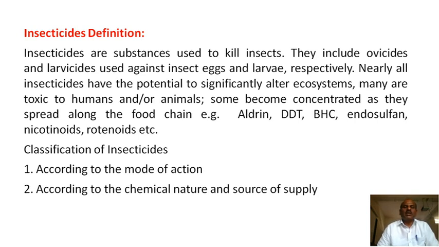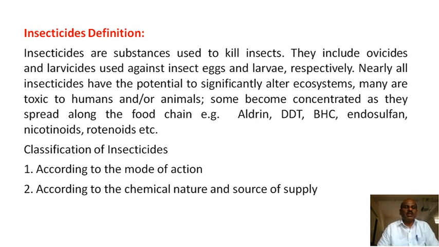Remember, when the crop is being destroyed, at that time it has to be controlled by using aldrin, DDT, BHC, endosulfan, nicotinoids, rotenoids. These are some types of insecticides that can destroy harmful insects to increase the yield of the crops.